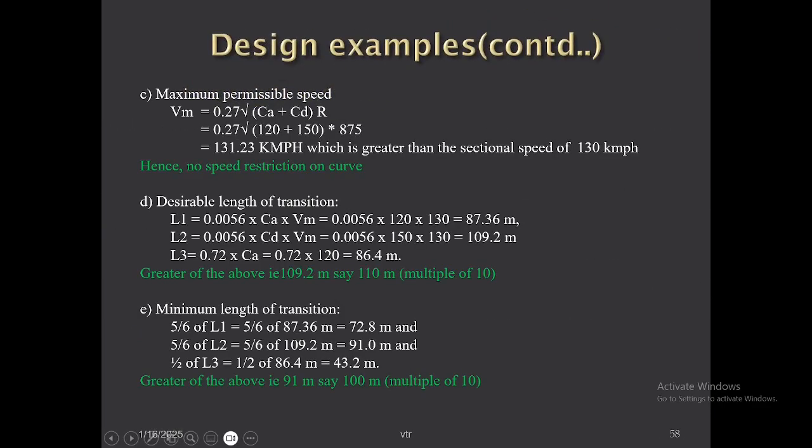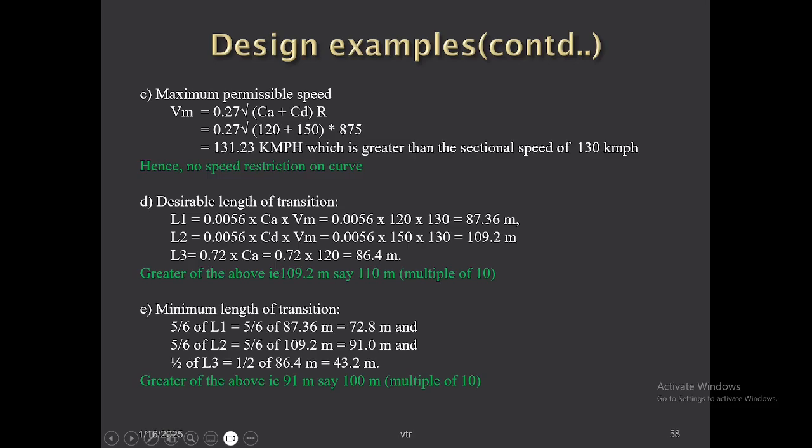So next step, the maximum permissible speed. Already we have decided how much cant we can provide, that is 120 mm. The cant deficiency given in the problem is 150 mm, and the radius is given as 875. So using this relation, the maximum permissible speed on the curve equals 0.27 root of (CA plus CD). This we have already discussed in the previous video. Substituting the values, we are getting 131.23 km per hour.